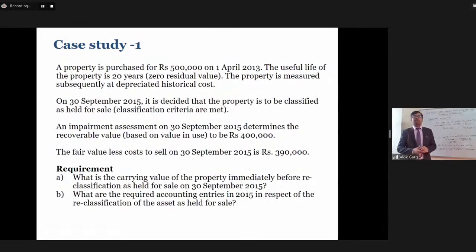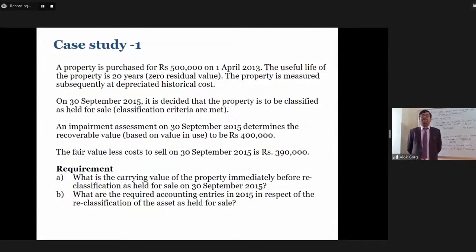Let's quickly do this case study. I have included so many case studies in my PowerPoint presentation, although the case studies in the institute study material are very few. This presentation is also shared with the Board of Studies.